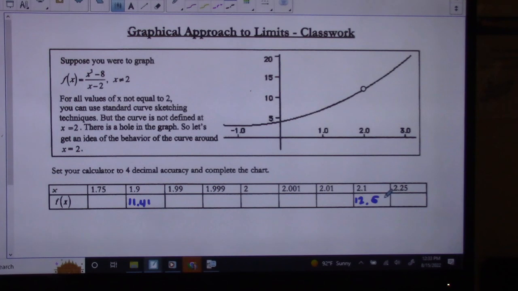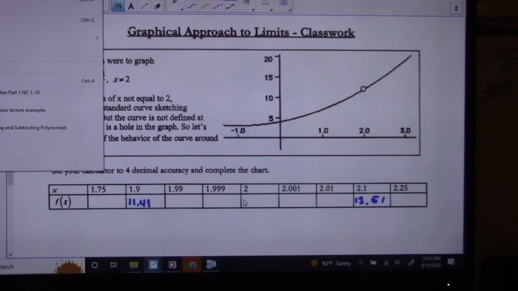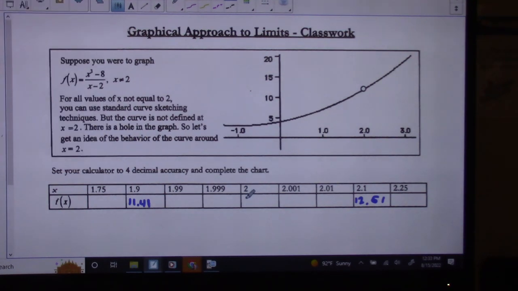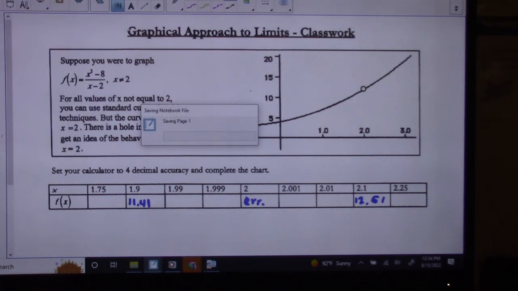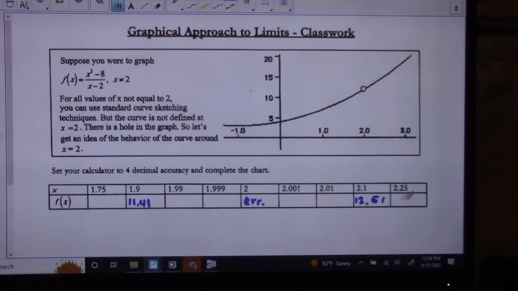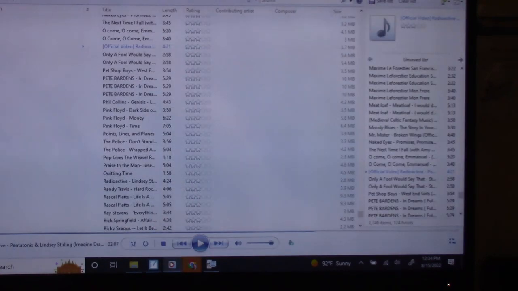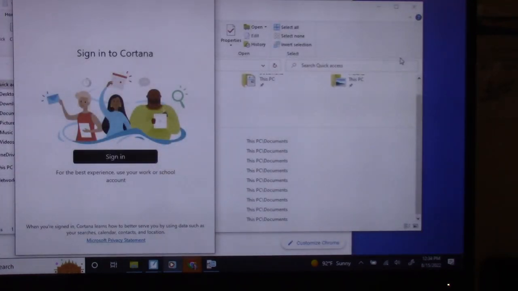So what we're going to do tomorrow is finish filling out this table, and then we're going to have a discussion about what that means, okay? For this one here, what's it say, undefined or error? Just say error. Error's not good. So we're going to just come back to this tomorrow. That'll be to give you enough decimal places. Yeah. So anyway, we'll just leave it like that.